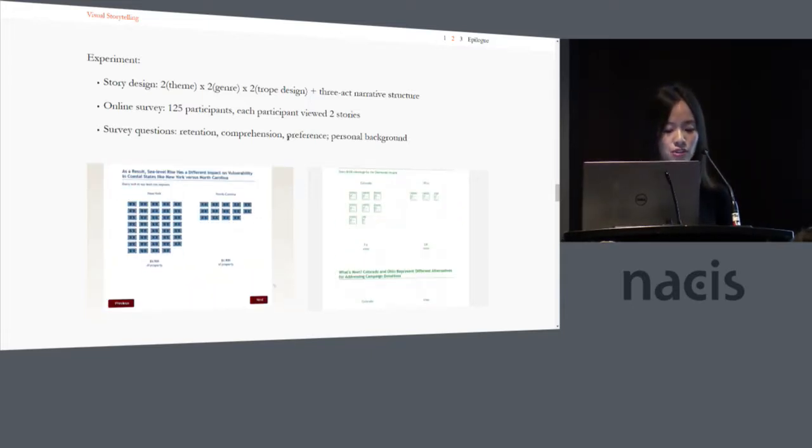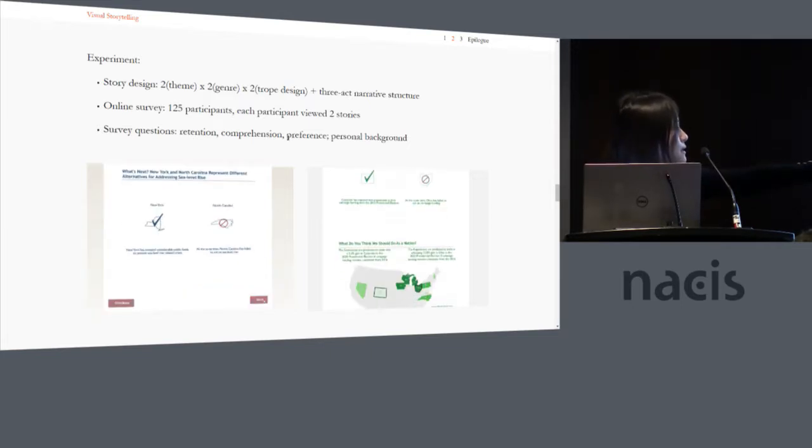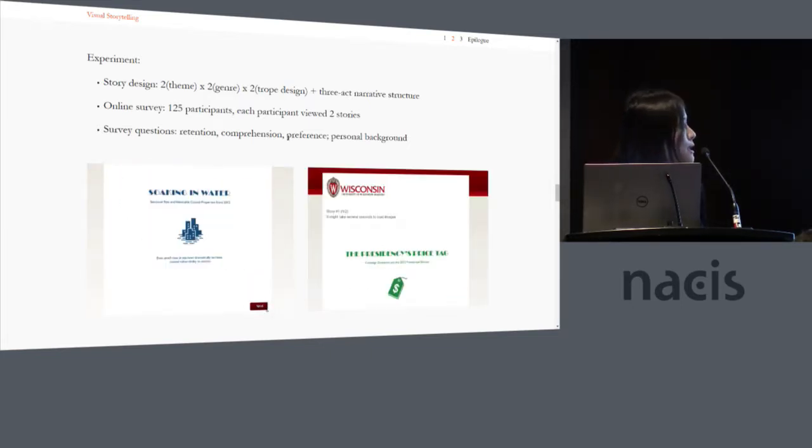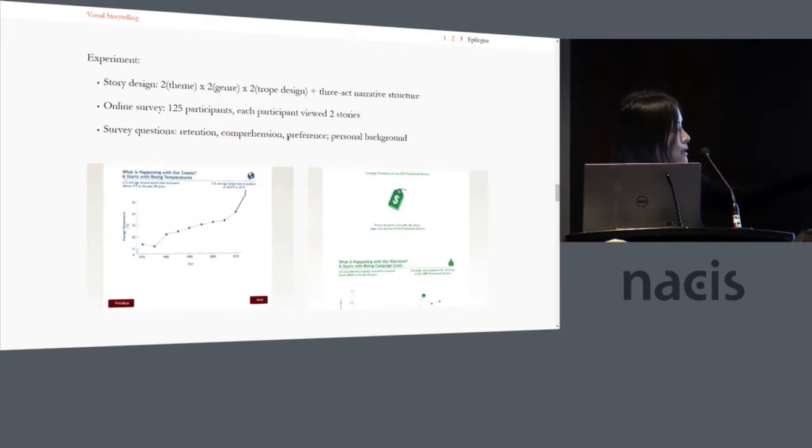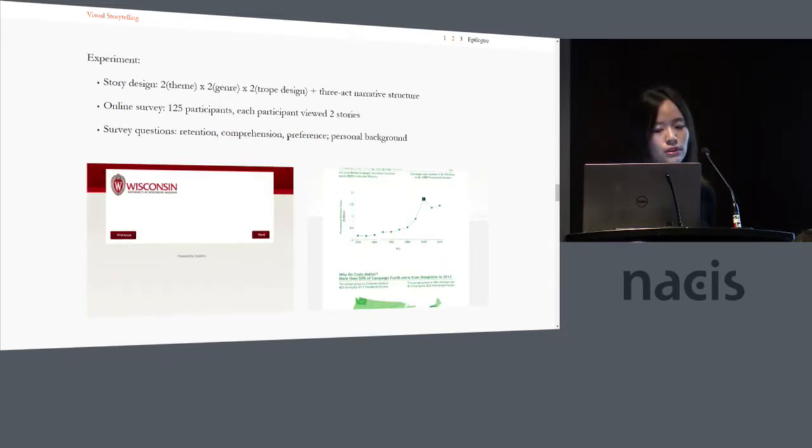The first is dynamic slideshow. The one on the left, you can see the user can click through each panel, and the other is long-form infographics. The one on the right, the user needs to scroll through the whole story.